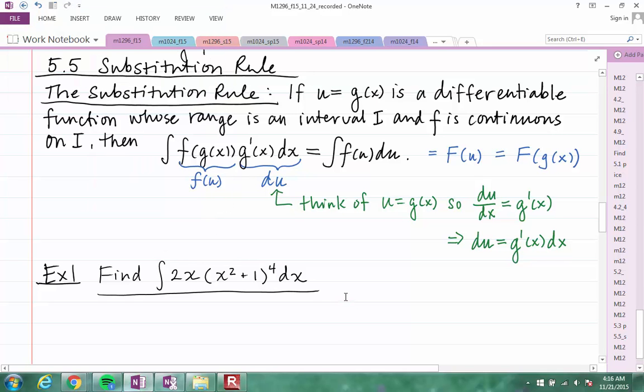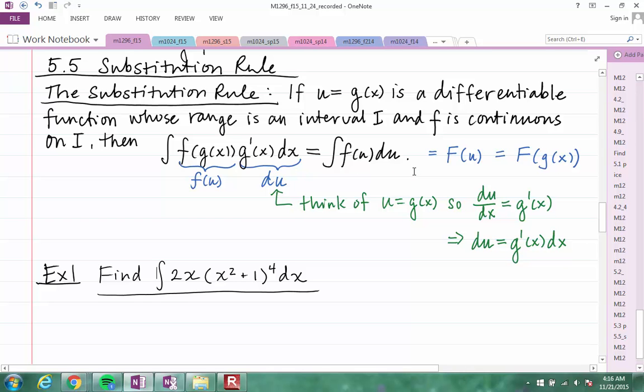5.5 is the substitution rule. The substitution rule says if u equals g of x is a differentiable function whose range is an interval I and f is continuous on I, then the integral of f of g of x times g prime of x is equal to the integral of f of u du.